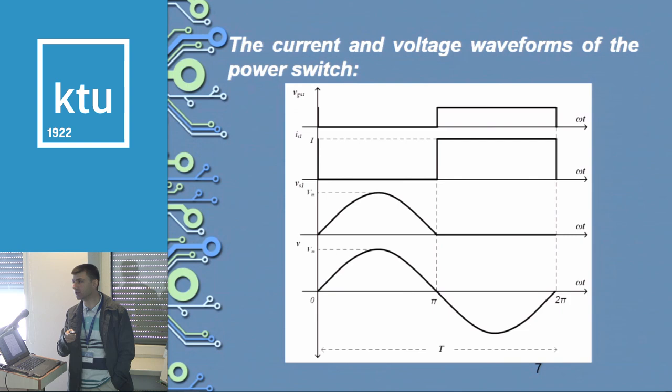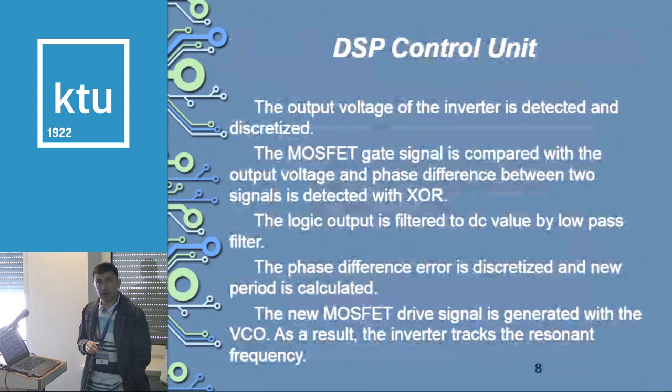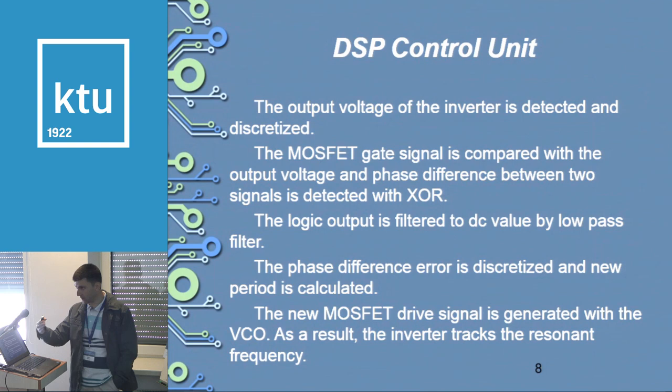So switch current and switch voltage will be in this chain. It means zero voltage turn on and zero voltage turn off. As a result, zero voltage switching can be achieved. According to this, we need to track the resonant frequency to have soft switching conditions. Now, I will explain the DSP control unit to accomplish tracking of the resonant frequency.